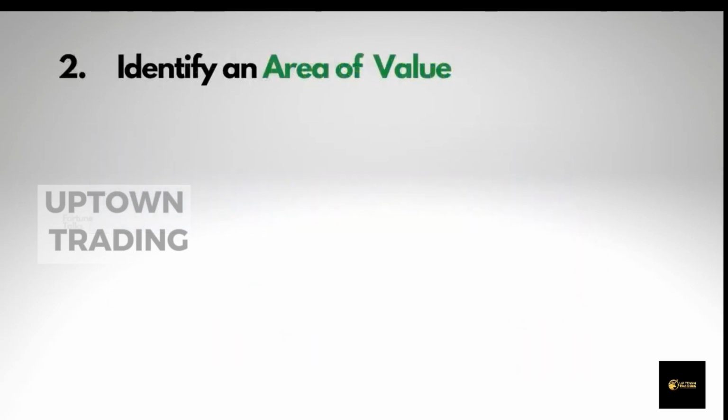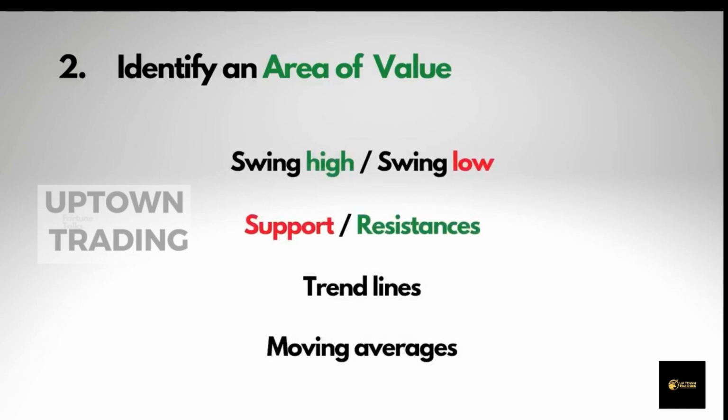Now, the second point is to identify an area of value. Here's the thing, just because the market is in an uptrend doesn't mean you want to blindly enter a trade. Instead, you want to be trading from an area of value. An area of value could be any of these, including a swing low or a swing high, a support or a resistance level, a trend line or a moving average, etc. These are all potential areas on your chart where buying or selling pressure could step in.